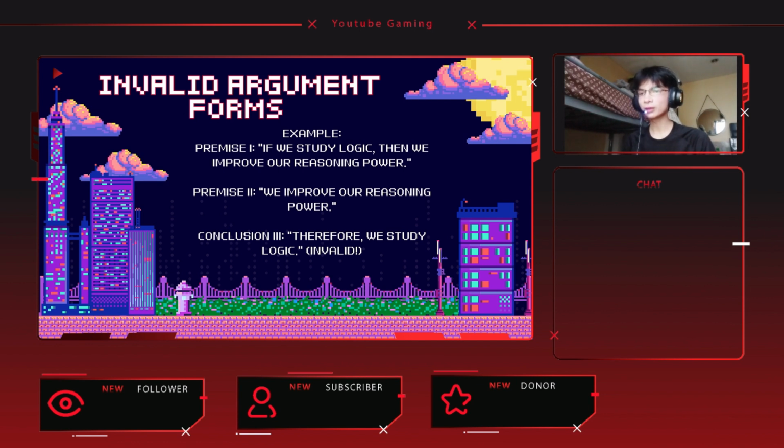Conclusion. Therefore, we study logic. Here's the symbolic representation of this example. So in this case, the first premise states that studying logic leads to improved reasoning, which is good. And the second premise asserts that reasoning has improved. Kinda iffy. However, concluding that studying logic must have occurred is invalid because other factors could lead to improved reasoning.